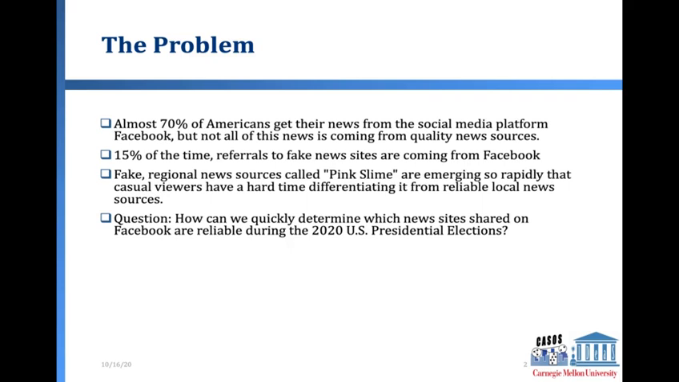First, I'd like to talk about what the problem is. Almost 70% of Americans get their news exclusively from Facebook, but not all of this news is coming from quality news sources, and this is according to Pew. 15% of the time when someone comes to a fake news site, they're coming directly from a URL from Facebook. And additionally, there are things called pink slime, which are fake regional news sources that are emerging so rapidly that it's very hard to differentiate between reliable local news sources and these shoddy fake ones. So the question then becomes, how can we quickly determine which news sites that are shared on Facebook are reliable during this 2020 US presidential election?